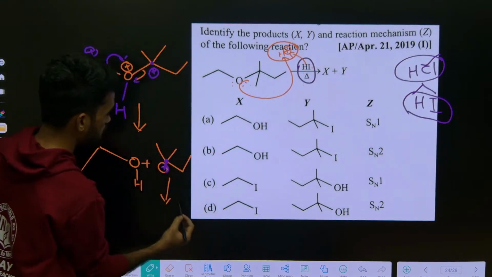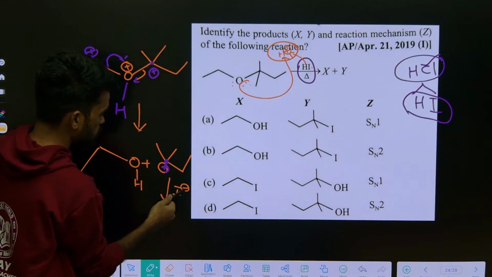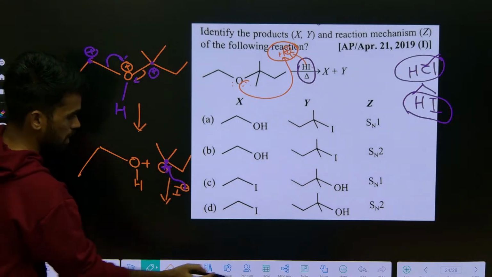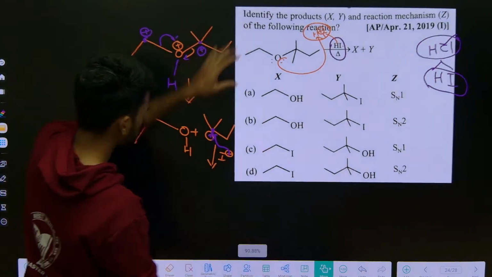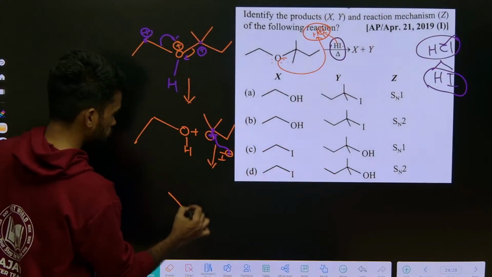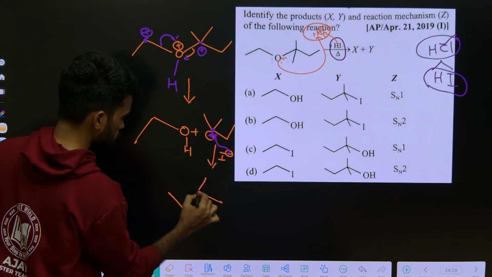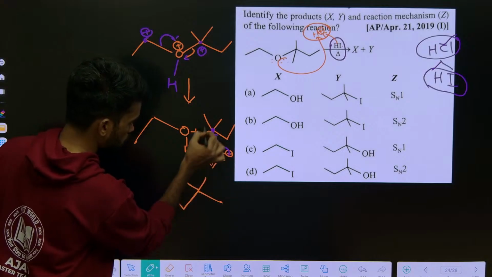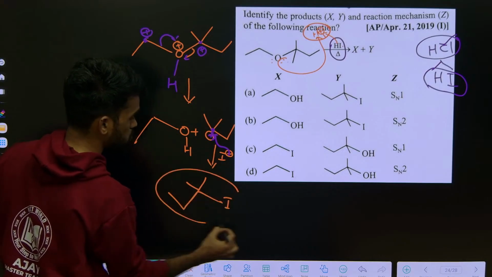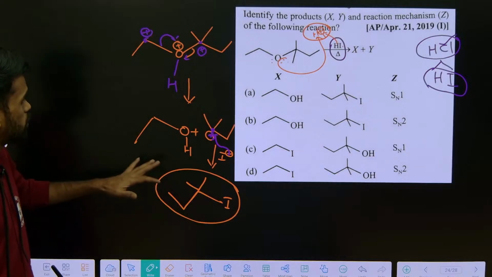Out of HI, H plus is added. What is the remaining part? I minus. So I minus will attach on this carbon. So finally, what is our product formed here? Like this. This I minus is added, so with iodide it becomes an alkyl iodide. That's it.